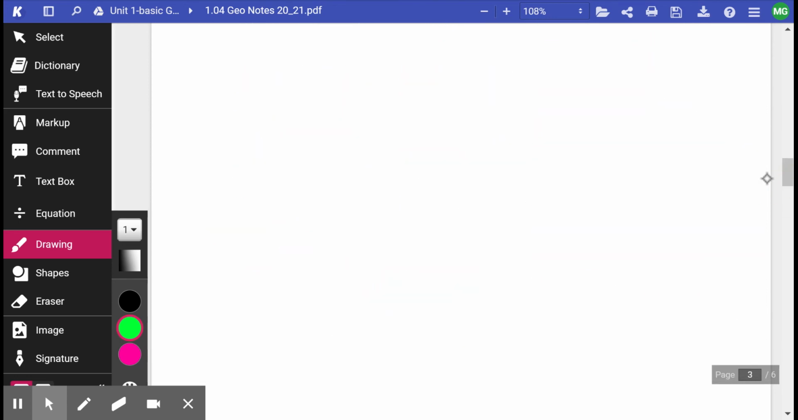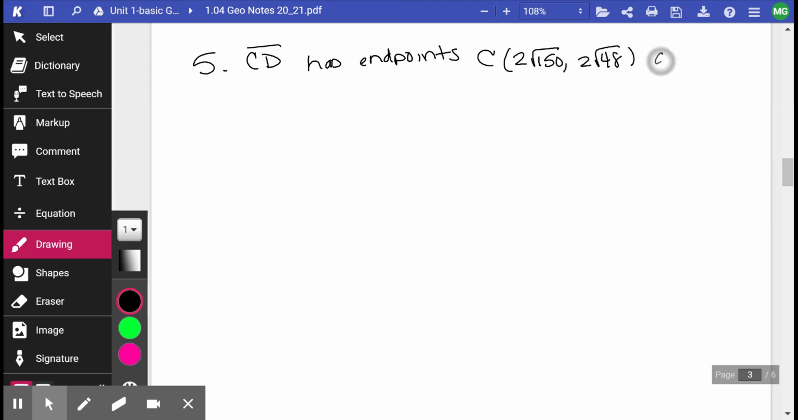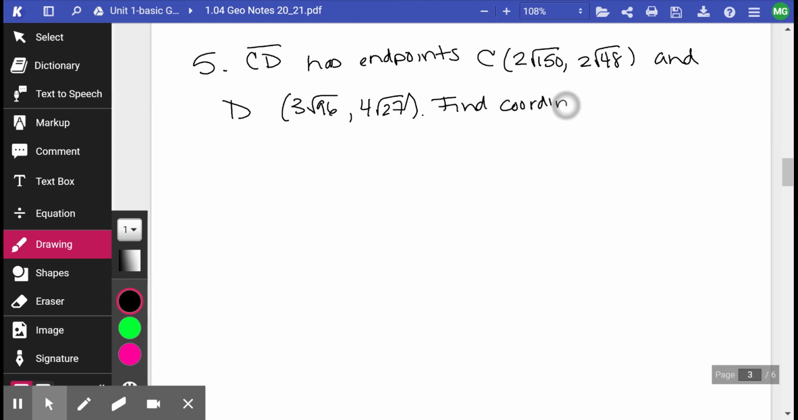And we've got number 5 next. So this will be our last one. Segment CD has endpoints. C is 2 rad 150 and 2 rad 48. And then the coordinates of D are 3 rad 96 and 4 rad 27. Find the coordinates of your midpoint M.